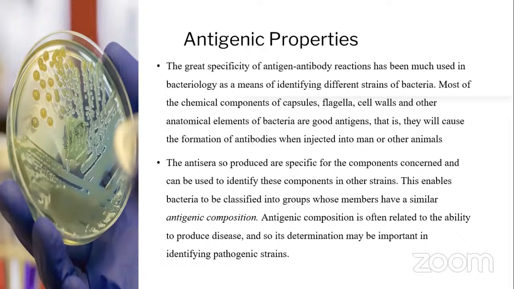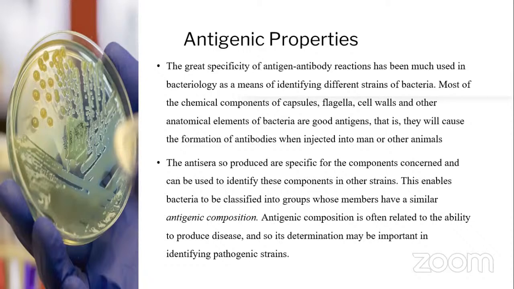So when these substances get into the cells of humans and animals, they usually cause the secretion of antibodies. These are produced in the serum. We call it antiserum. They are produced specifically against the particular organisms that are responsible for their stimulation. This enables these organisms to be identified. It enables us to classify such bacteria into groups that have the same antigenic composition.